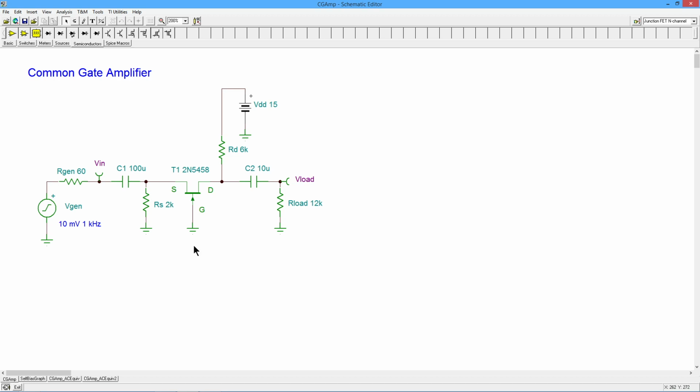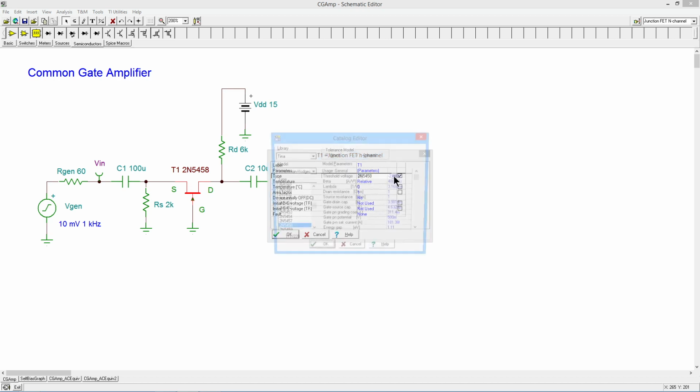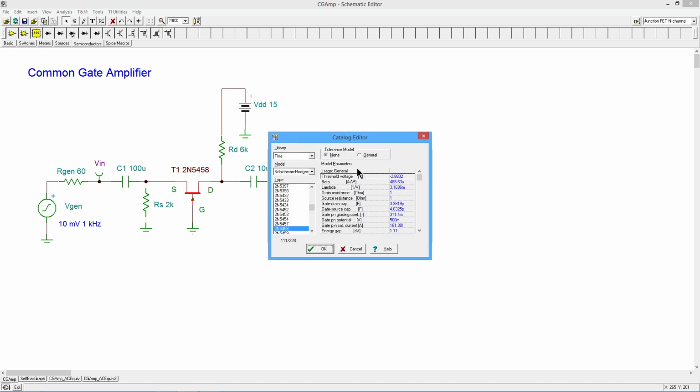Open educational resources. All right, so what I'm going to do here is check what Tina is using internally for the model. If you don't know how to do that, just double click on the device and you get the little property page. Click on the little ellipsis next to the name and up come all of the parameters for this device.